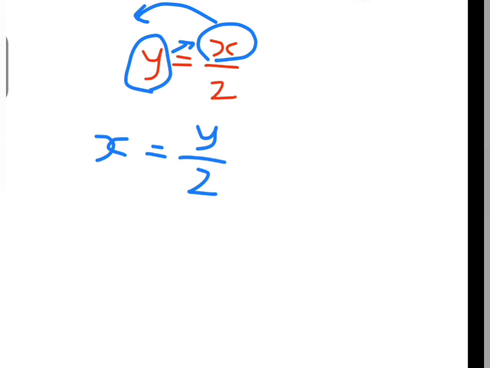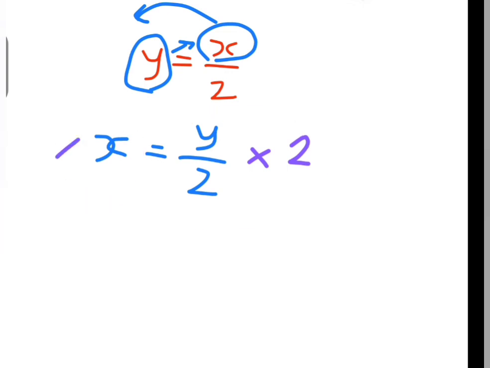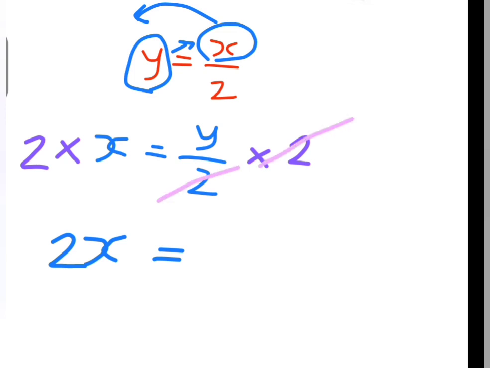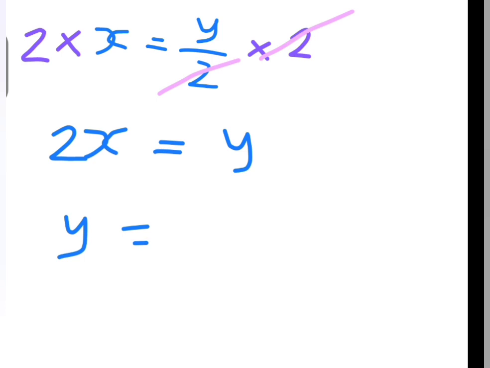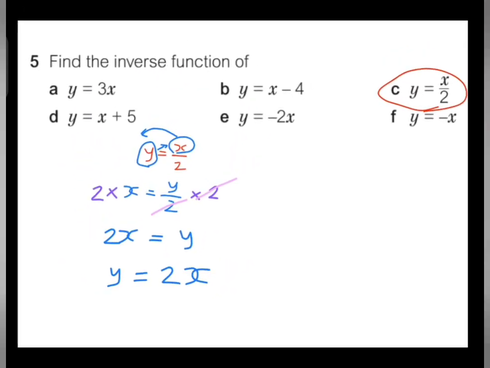Very good. It's multiplying. So the opposite of divide 2 is multiplying. So we multiply this side by 2. And because we multiplied this side, we have to do the same with this side. So we multiply it by 2. And it's going to be 2x equals, when you simplify, this 2 will go with this 2, and we're left with y. So y equals 2x, or 2x equals y, it's the same. And this is how you find the inverse function for C.